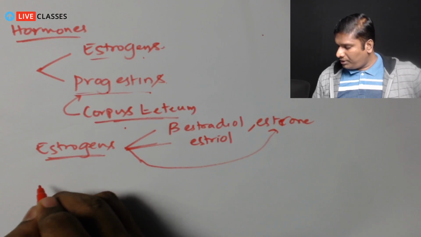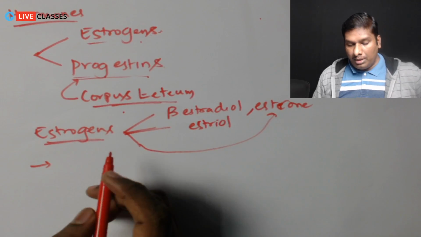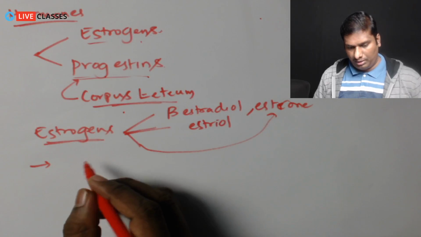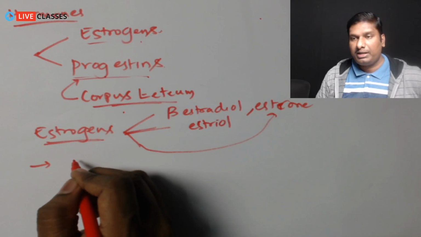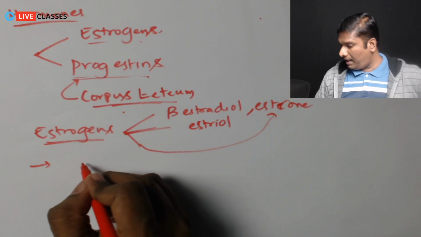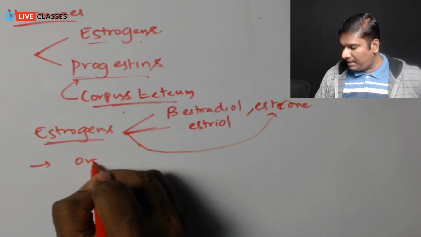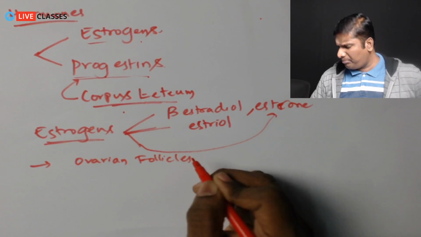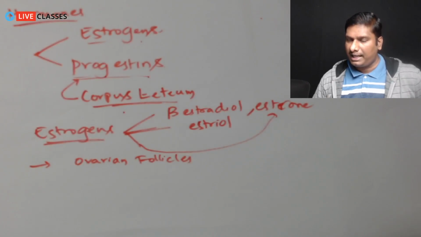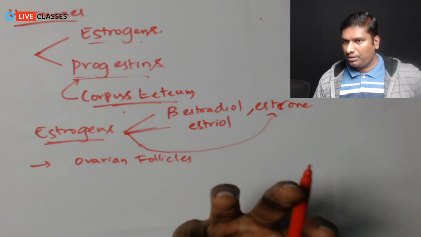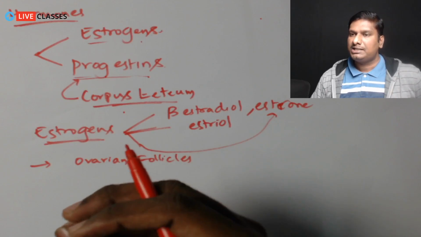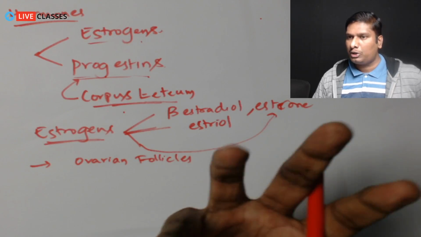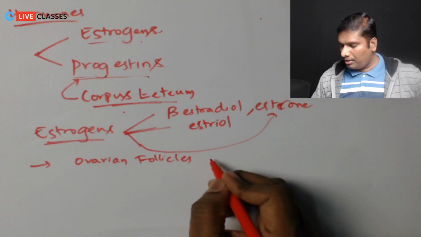Now what do they do? They're being produced, so what do they do? If you take the estrogens, they play several important roles. They are responsible for the growth and development of the ovarian follicles. Basically the follicles will start to grow and form the egg or the ovum, which can fuse with the sperm cell to finally form the embryo.